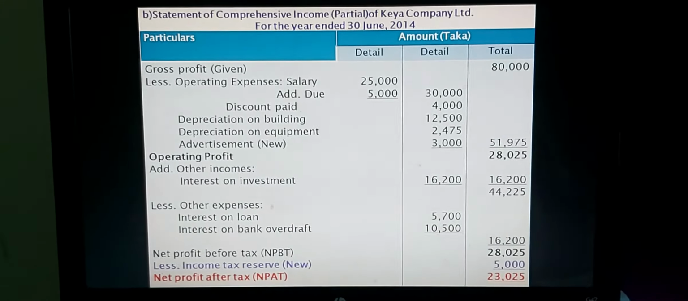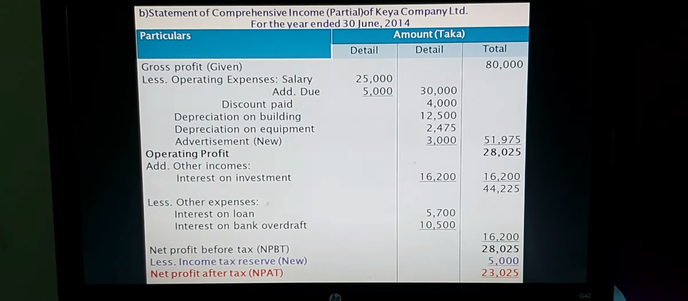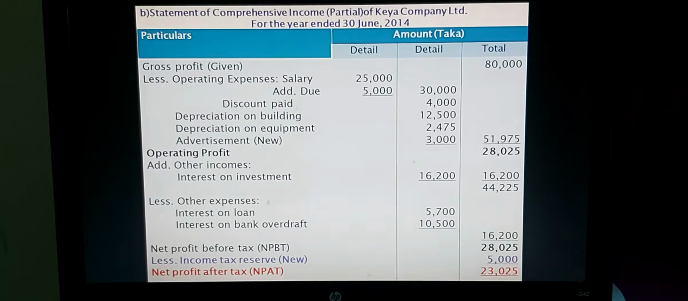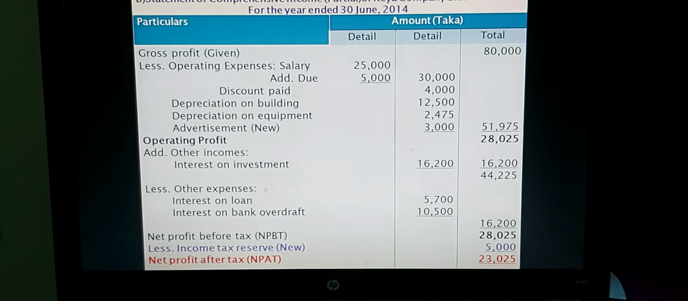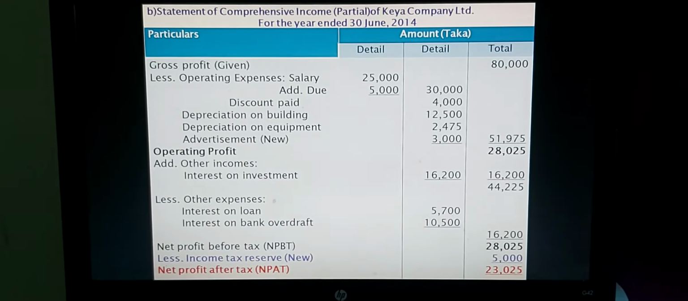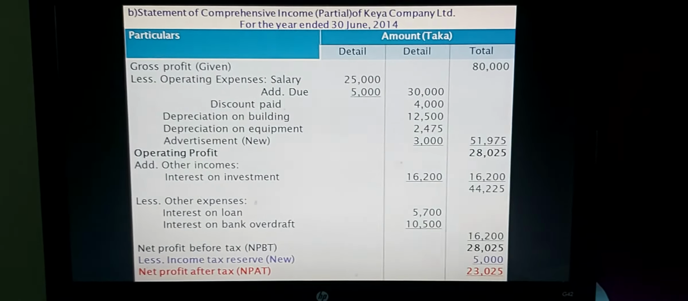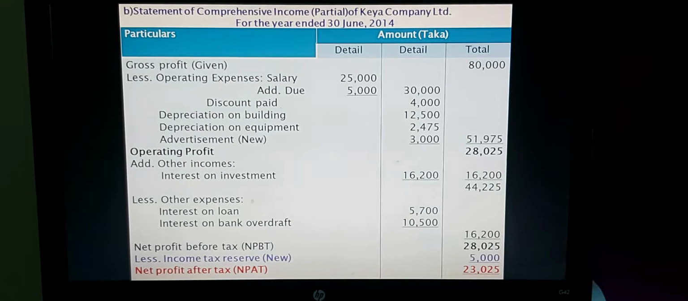Another one, depreciation on office equipment, amount taka 49,500. But depreciation is charged 5% on this amount. So depreciation on equipment amount is 2,475, that is 2,475.